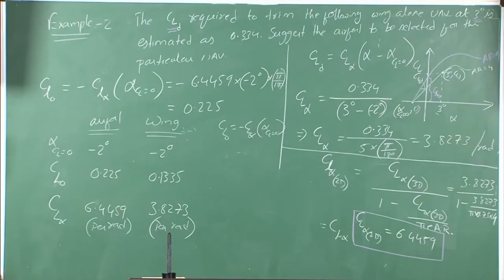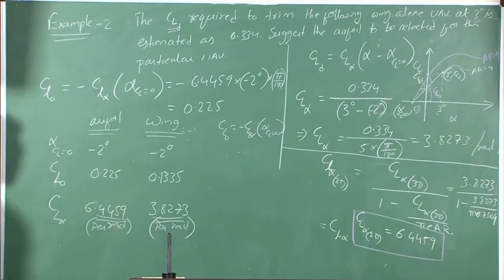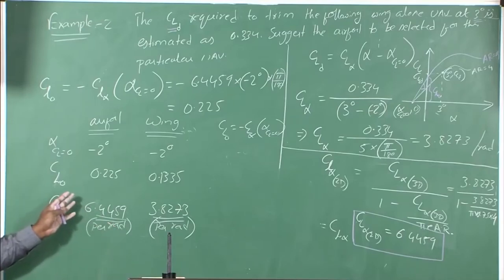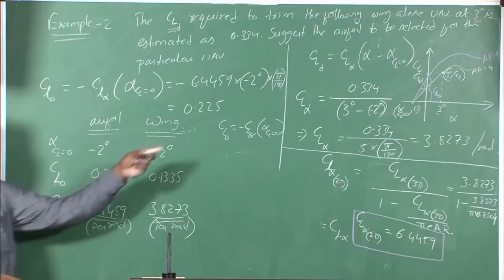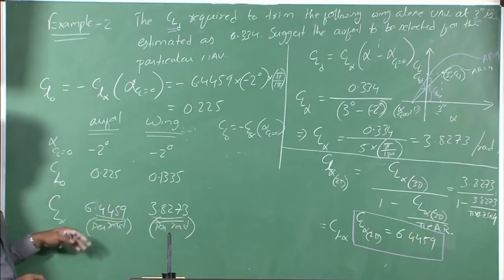See, the lower the aspect ratio, the lower is the CL alpha of your wing. You can observe that here. The same airfoil is used to build a wing of lesser aspect ratio. So aspect ratio is about 4 here, and the CL alpha drastically reduced. Now, say if I increase the aspect ratio.